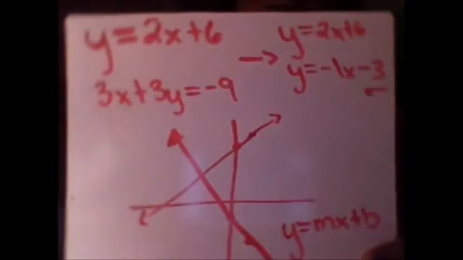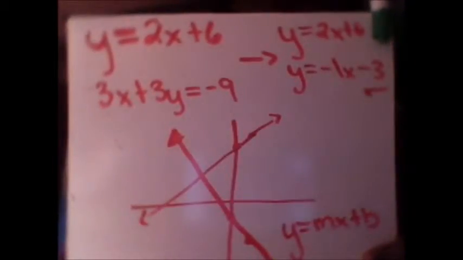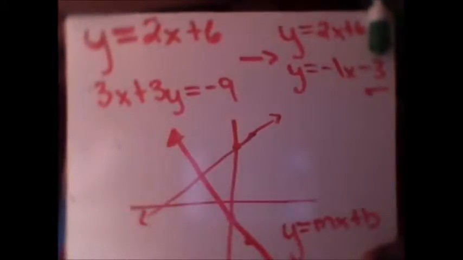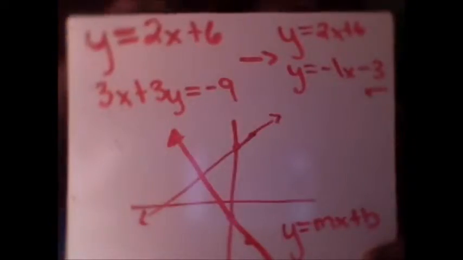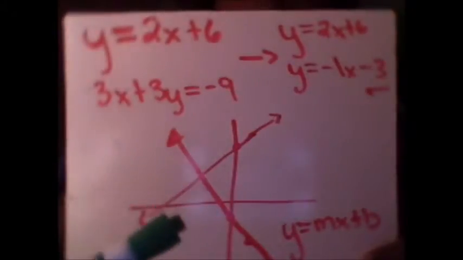Once you do all these configurations, you keep y equals 2x plus 6 because it already had y by itself. But you change the other equation to y equals negative 3x minus 9, and that is what gives you y by itself. Now moving on to the graphing.